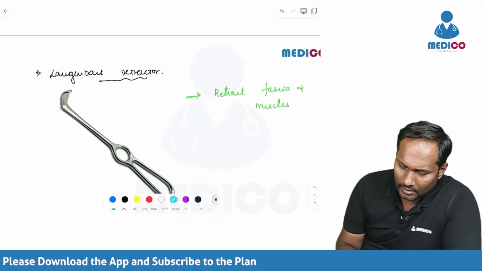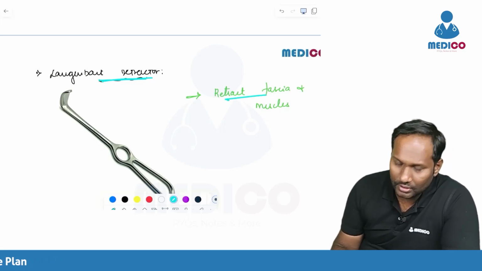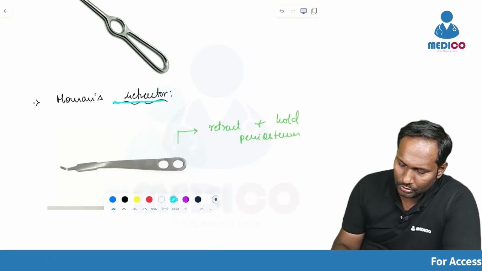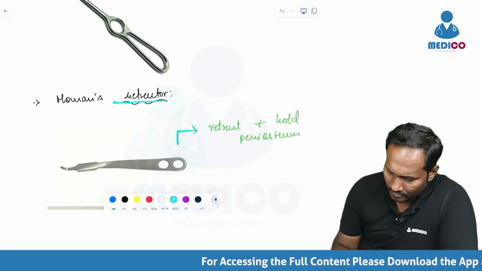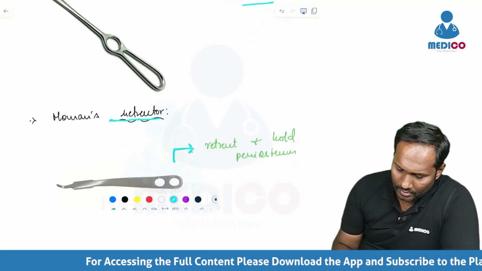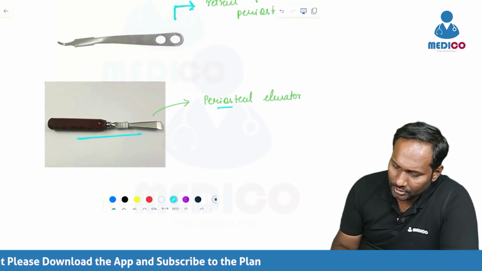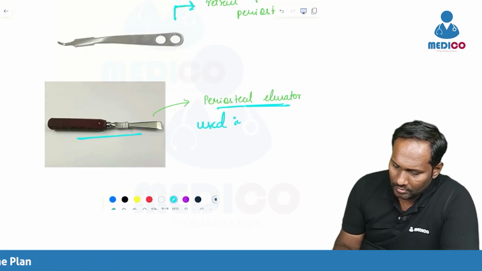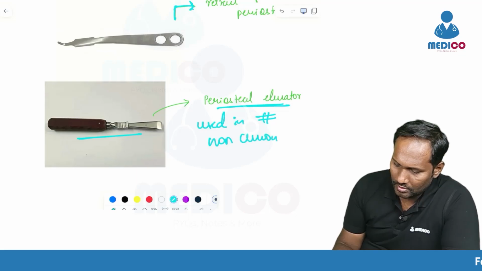These are important retractors which are used. The Langenbeck retractors for retracting fascia and muscles. Hohmann's retractor is used to retract the periosteum of the bone. Langenbeck is for fascia and muscles, and this instrument is used to strip the periosteum from the bone, used in fractures, non-unions.